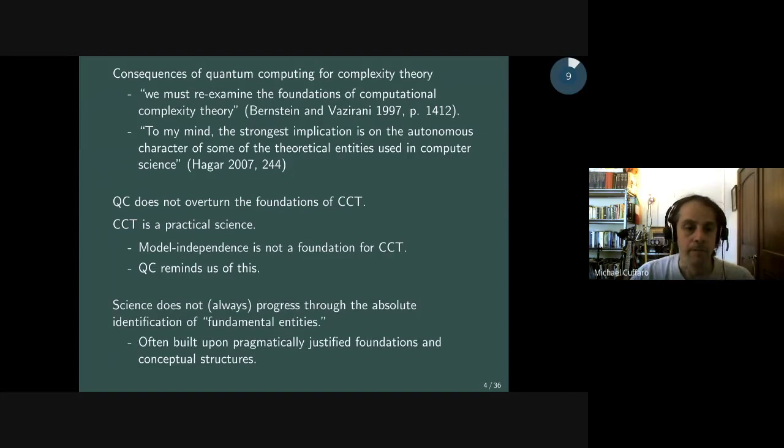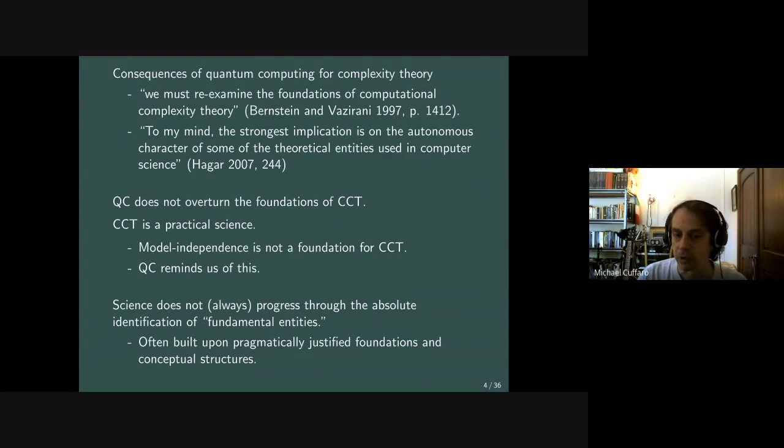And there's a broader point, which I'm not going to talk about, but I'm just going to say it. I'm going to make this bold assertion that looking at computational complexity theory in the light of quantum computing and what it highlights about it just emphasizes to us a larger lesson: that science, and not even mathematical science, doesn't always progress to the absolute identification of so-called fundamental entities. Science is often built upon pragmatically justified foundations and conceptual structures.